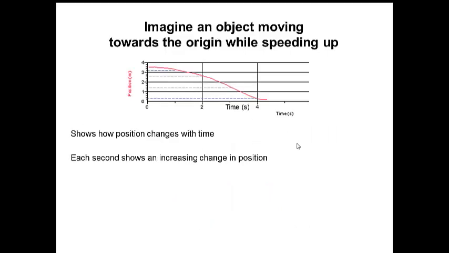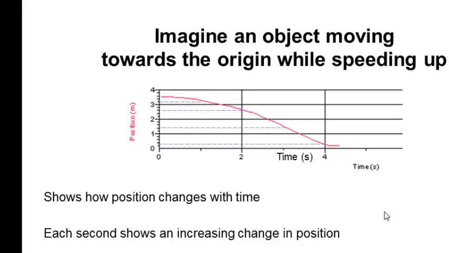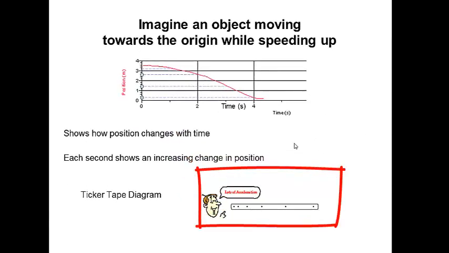So now let's move towards the origin and speed up. And so if you look at how the graph is lined up here, it shows that the spaces gradually get further and further apart. And so our ticker tape diagram shows the dots getting further and further apart because the object is changing position more and more with each second.